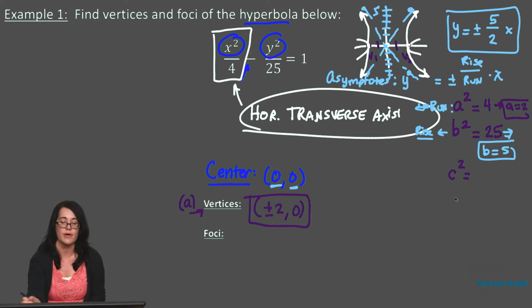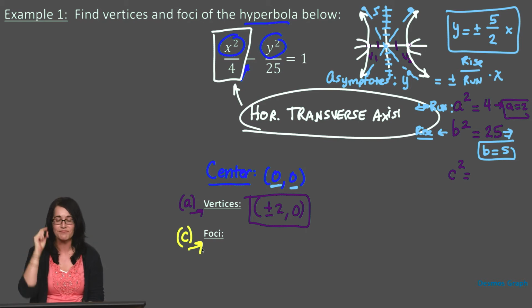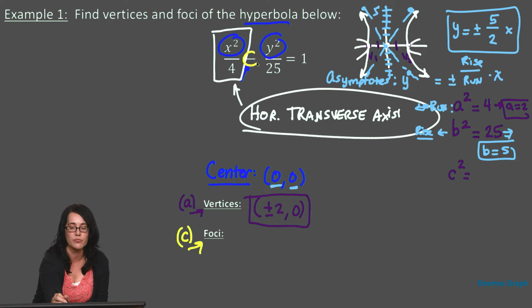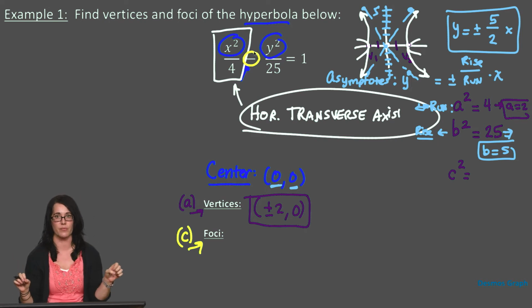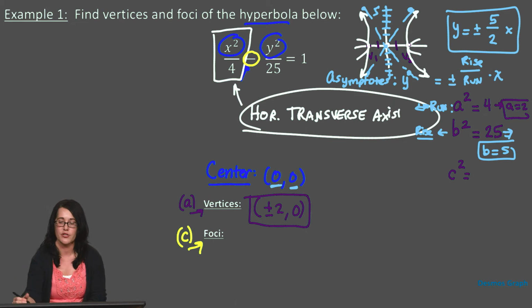So how do we find the foci? What letter do we need? That's right, just like with ellipses, you need the letter C. So in order to get the C, you have to remember the relationship between A, B, and C for a hyperbola. And what I like to remember is if the equation was a minus between the squared terms, then the relationship of a, b, and c is the opposite. So it'll be a squared plus b squared. So if you can remember those opposites, you'll be having an easier time of things.